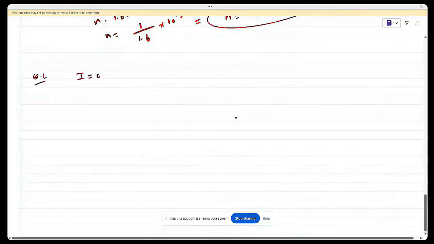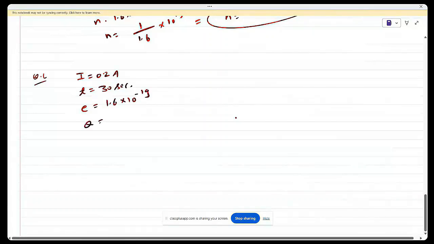I is equal to 0.2 ampere. T is equal to 30 seconds. E is equal to 1.6 into 10 to the power minus 19. Q you have to calculate, N you have to calculate. What are the formulas? Formula number 1: Q is equal to NE. Formula number 2: Q is equal to I into T.